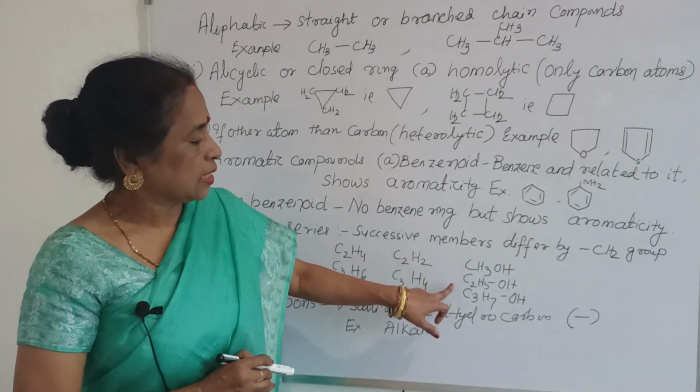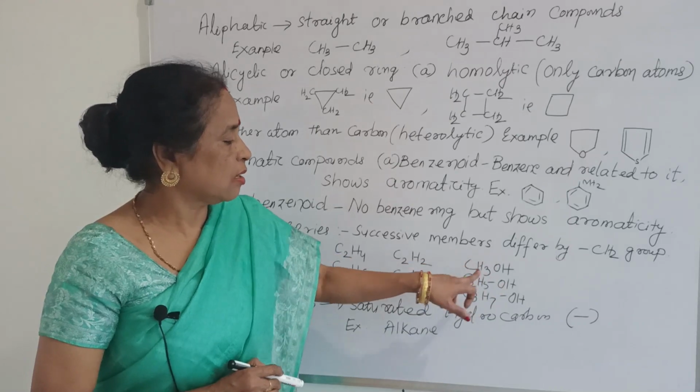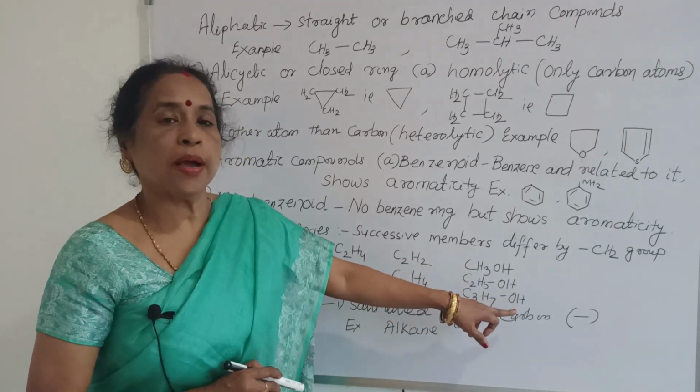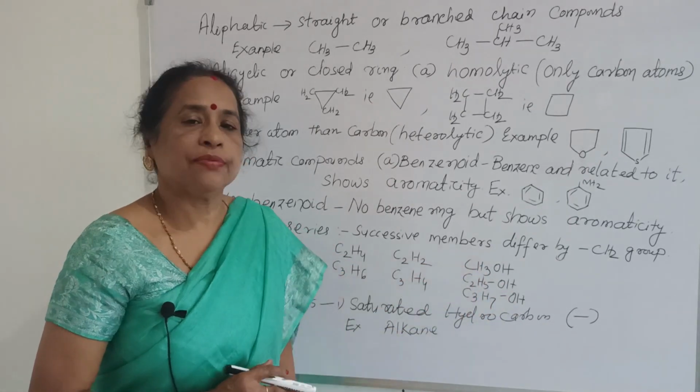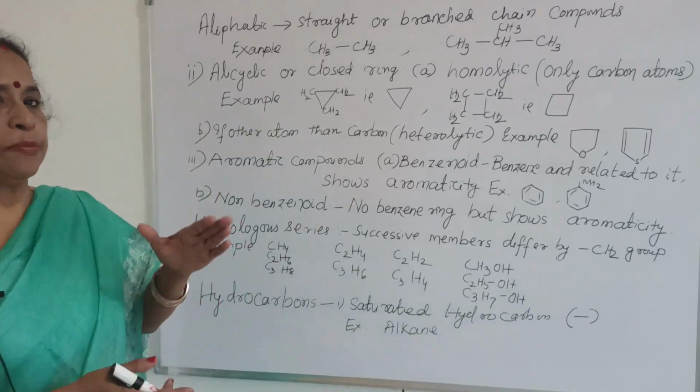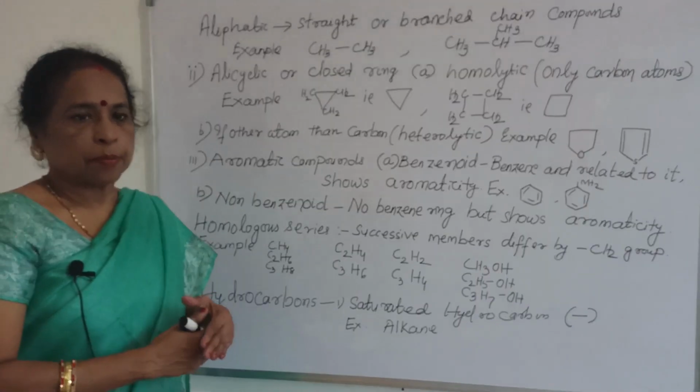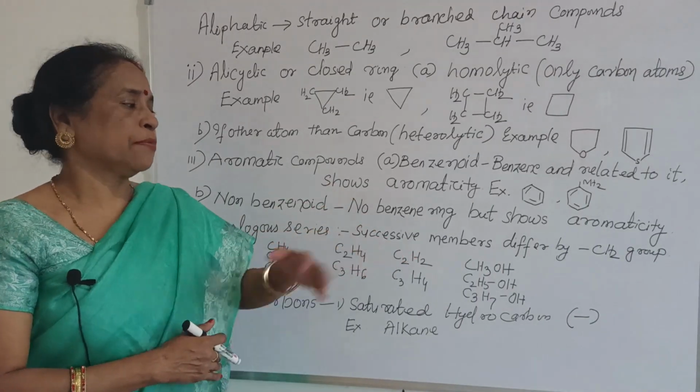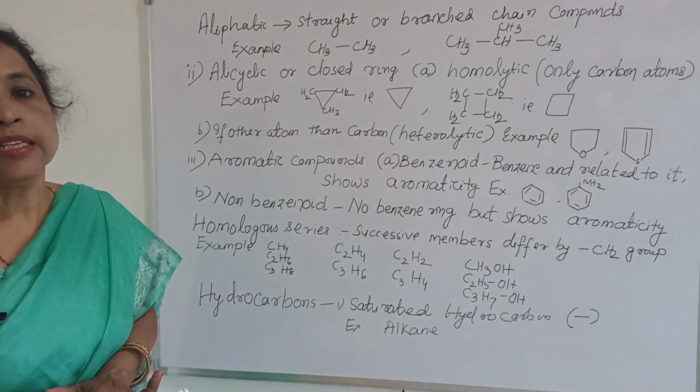Now CH3OH, C2H5OH, methyl alcohol, ethyl alcohol, then propyl alcohol. You can find there is a difference of CH2 group. That means one member to the next member, that is called successive members, which differ by a CH2 group.